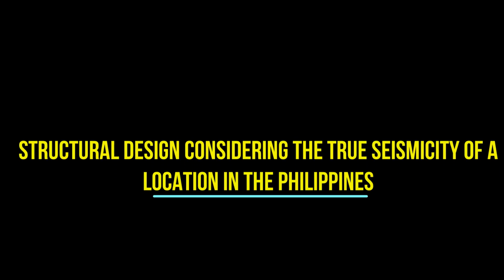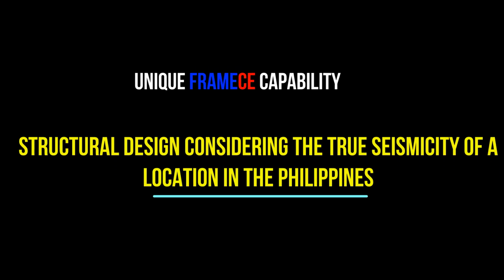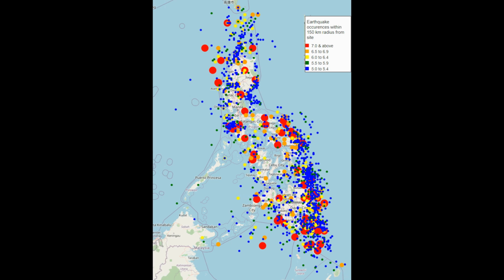Structural design considering the true seismicity of a location in the Philippines. This is a plot of historical earthquake events in the Philippines. Larger magnitudes are indicated by larger circles. As you can see, some areas have more earthquake events. Therefore, it is clear that seismicity varies in every location in the Philippines.